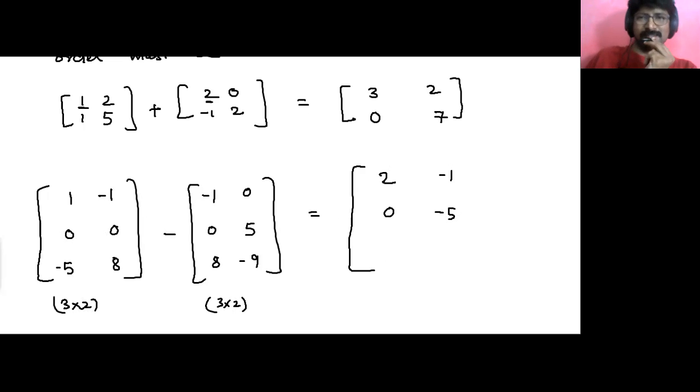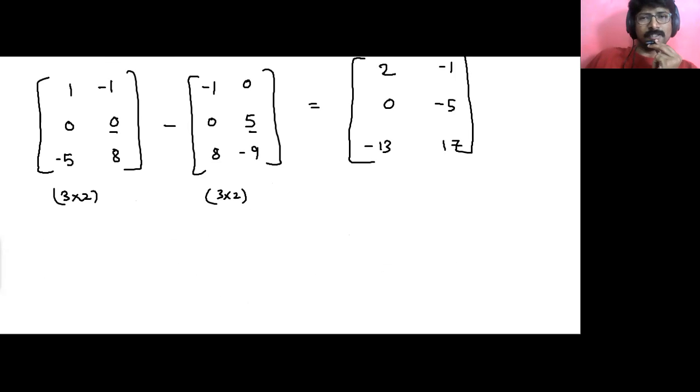I hope you are understanding what I'm doing. I'm just going like this. If I choose this entry, I'll have to choose this entry. Then next, minus 5 minus 8, minus 13. You got it, guys? 8 minus of minus 9. So 8 plus 9 will become 17. That's it, and the answer is ready. So this is how we do addition and subtraction of two matrices.